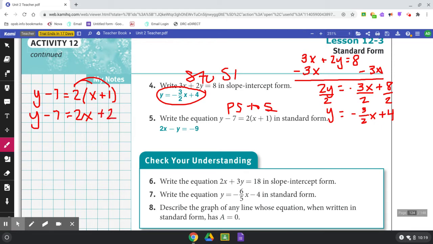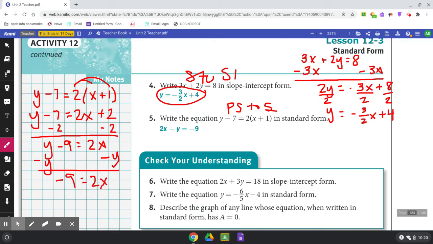Okay, so now I have my y on the left side and my x on the right side. So what I want to do is subtract 2 from both sides so I can get x by itself. And that gives me y minus 9 equals 2x. Now I want to subtract y from both sides so I can have my x and y on the same side. That leaves me with negative 9 equals 2x minus y. And this is the standard form.